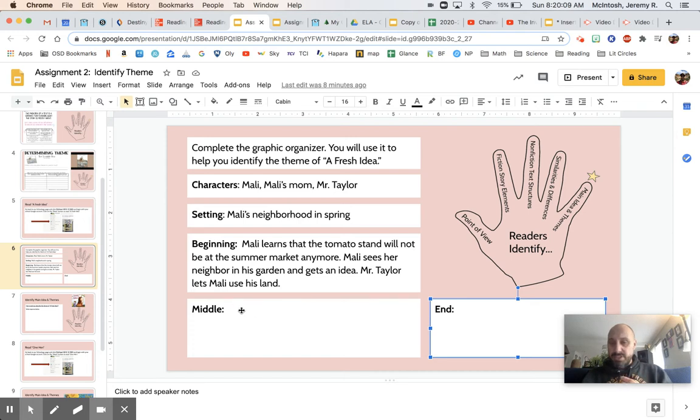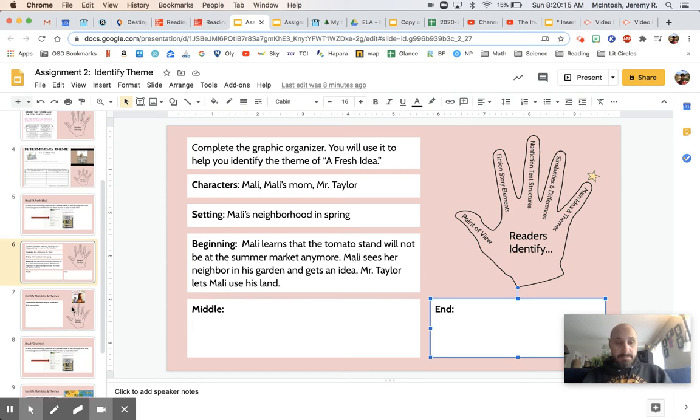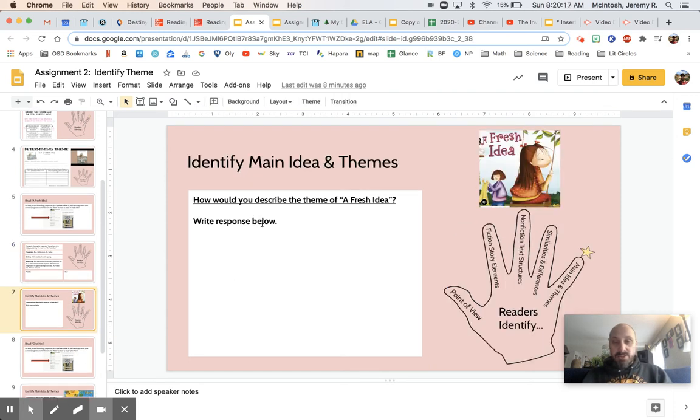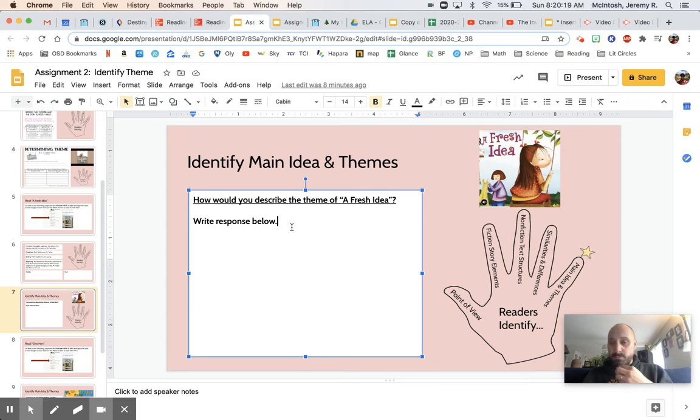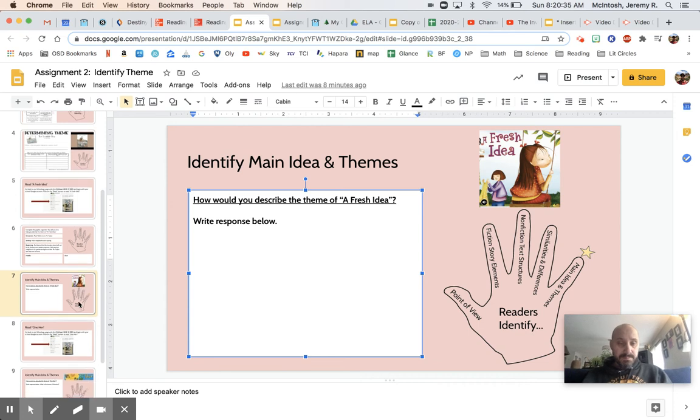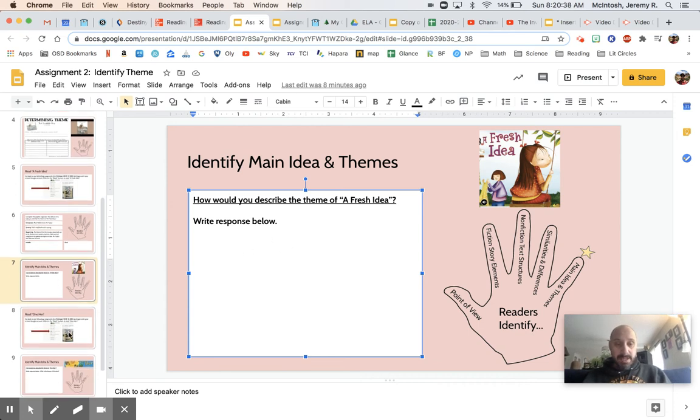So in a sentence or two, what happens in the middle? And then what happens at the end? What was the conclusion? Okay. And then I'd like you to try to think about what was the theme? What lesson did we learn from A Fresh Idea? And I'd like you to write your response in this area here. Remember, finding the theme can be a little hard, so we might have to talk about this a little more later. So if it doesn't come to you right away, that's okay. You can write me a note in that little area.